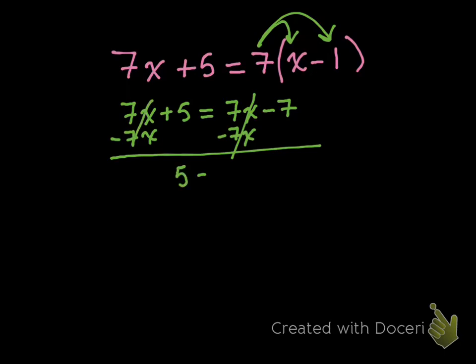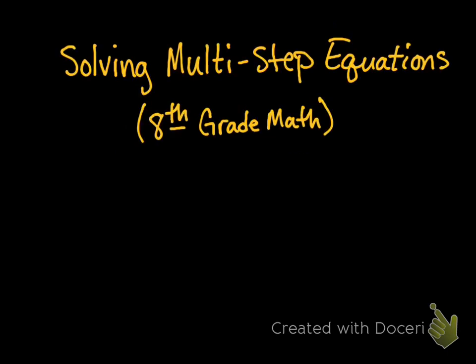Okay, so we end up with 5 equals negative 7. Oh my goodness, what do we do? Well, is this a true statement? That's what I'm going to ask. And 5 is not equal to negative 7. So we say the answer for this is no solution. Okay? If, for some reason, this happens, it would be no solution. And that is how we solve multi-step equations in 8th grade math.